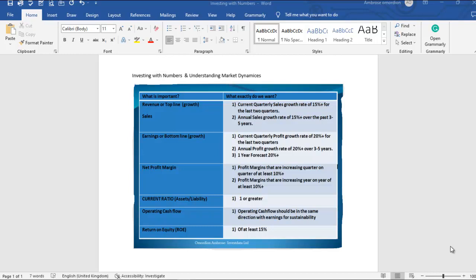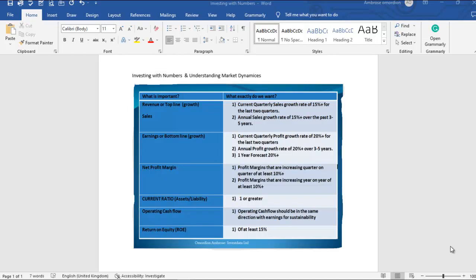What do you want to know here? You want to know that the current quarterly sales growth rate of this company is 15% plus for the last 2 quarters, and annual sales or revenue growth of 15% plus over the past 3 to 5 years.